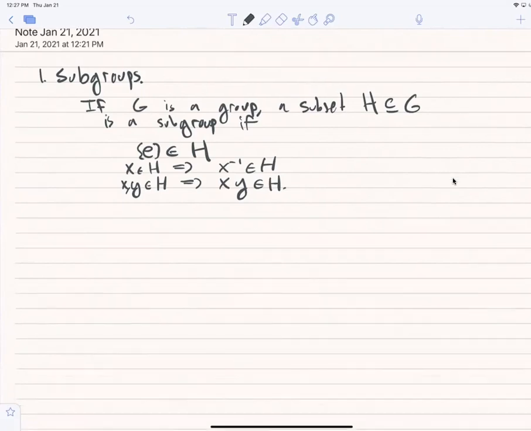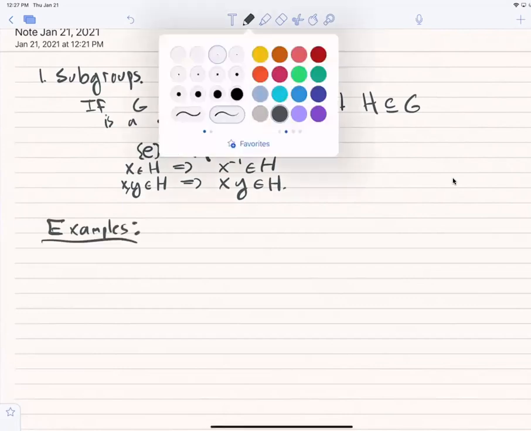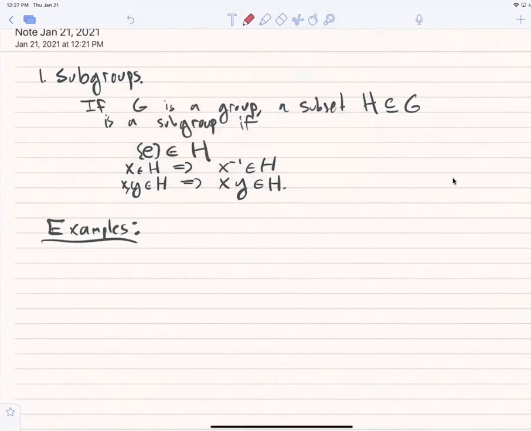Okay, so examples. All right. Maybe people could just start writing some examples on the board, and I'll copy them here, or you can say them out loud.